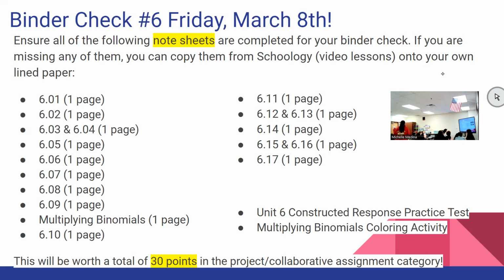That way tomorrow, all you have to do is work on your study guides and ask questions on that. Also during the binder check, I'll check your practice constructed response test. I gave it out yesterday. So if you need it, it's in the bin. I'll also recheck your coloring activity if you did more than the last time I checked it. Questions on that?